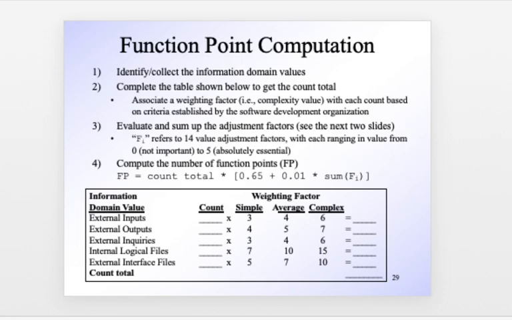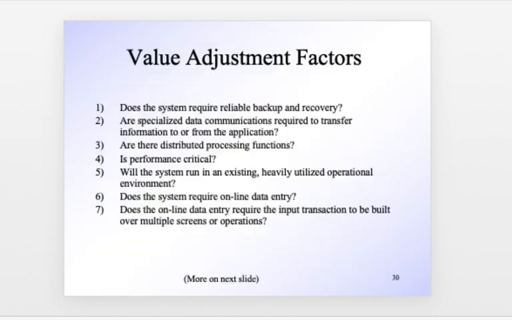And then you compute the number of function points. The function points is computed using the simple formula: function point equals count total times 0.65, which is a constant, plus 0.01, which is again a constant, multiplied by the sum of Fi. Fi basically stands for the adjustment factor.